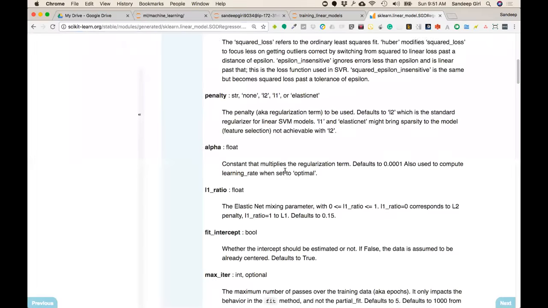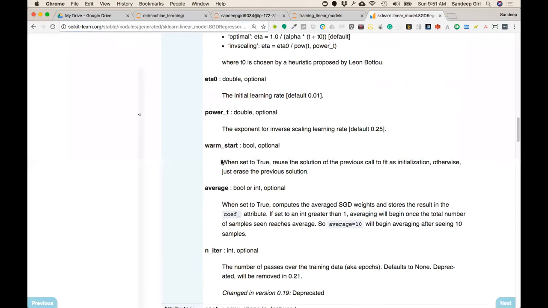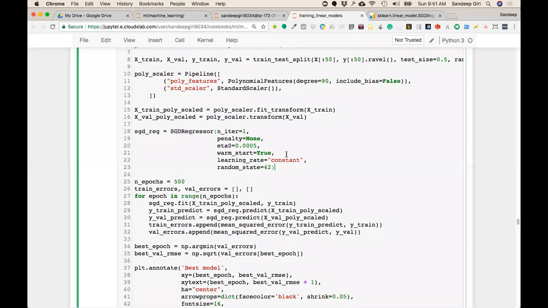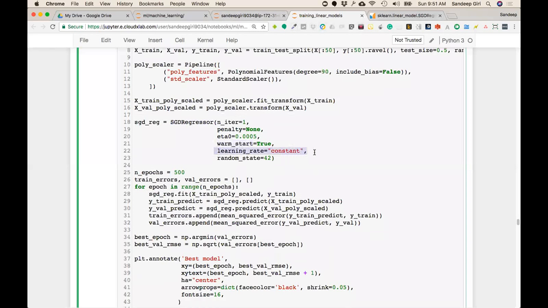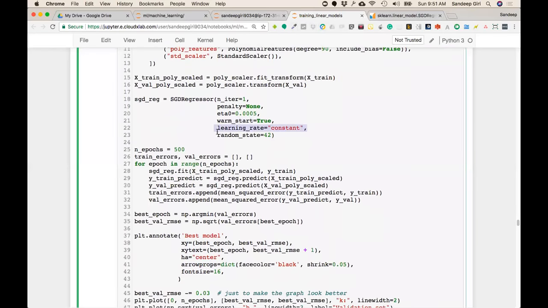Let me just go down. When set to true, reuse the solutions of the previous call to fit an initialization. Otherwise, just erase the previous solution. So warm start is basically keep the previous value instead of restarting from the beginning. And learning rate is constant. We are not varying it. And random state is 42.